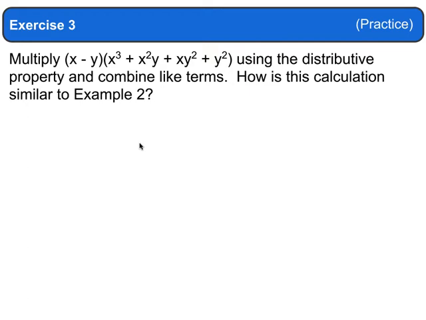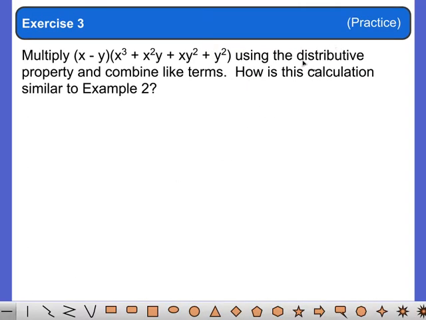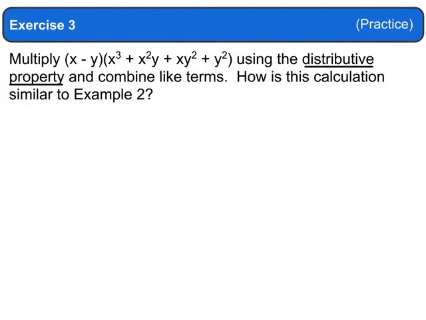And what if we just took and looked at some of the numbers? Now they just say multiply this using the distributive property. So this is a skill that, theoretically, we already bring into this idea. We're going to make that look a little bit nicer when we underline that. So the distributive property is what we're going to look at, and then combine like terms. How is this calculation similar to example number 2? And you're just going to see that the pattern is going to play out in the same general idea.